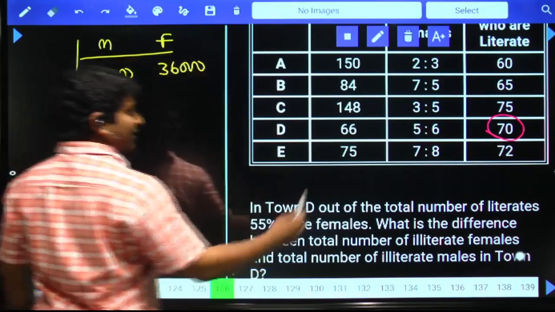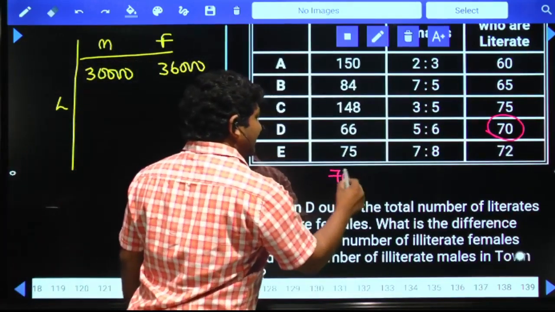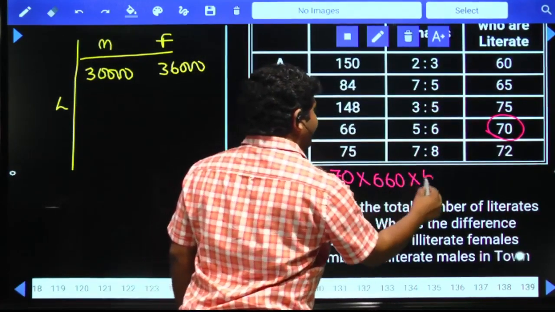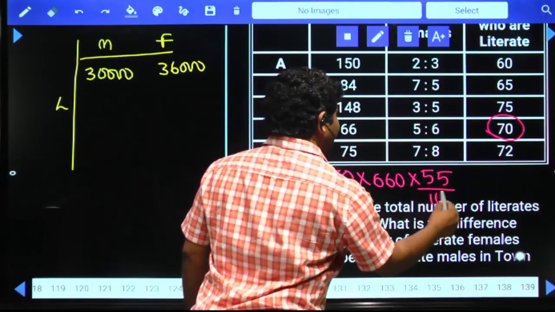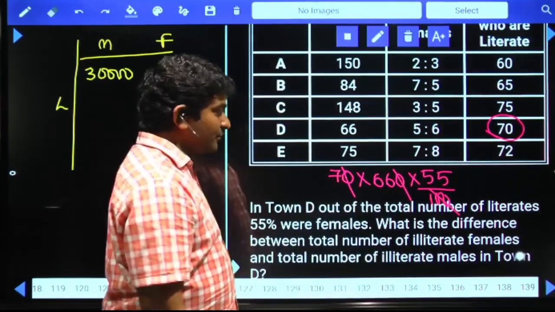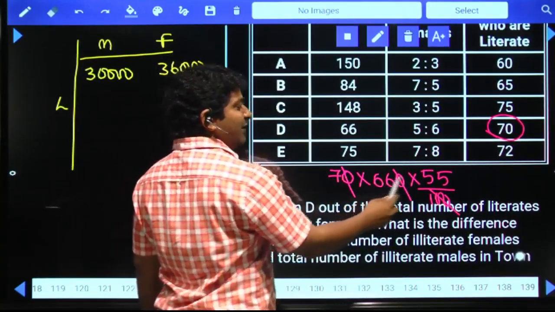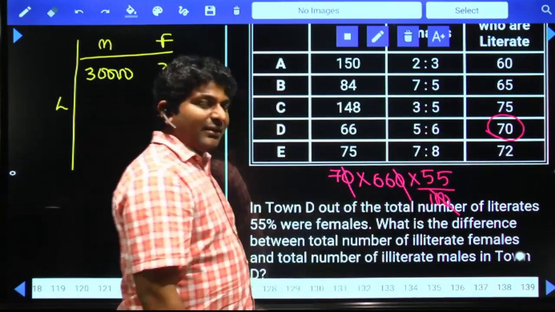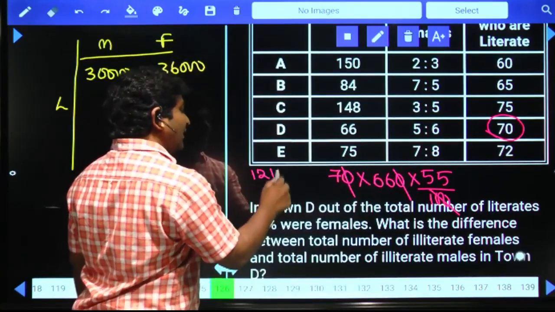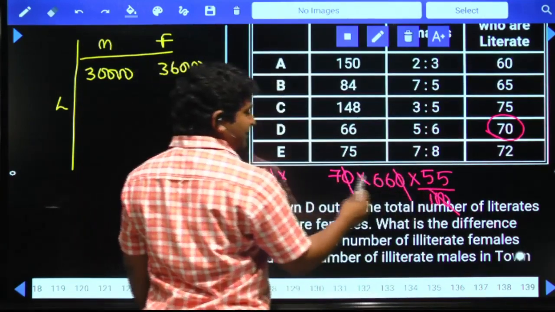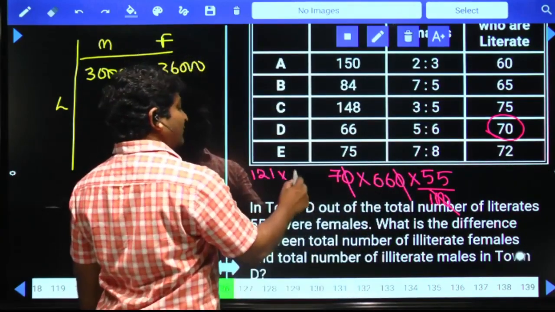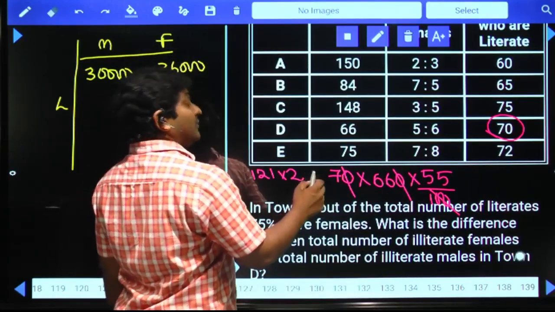Okay, let's calculate that. 70%, that is 70 into 1 percentage, that is 660, out of which 55%, that is 55 by 100. Two zeros get cancelled. This can be written as 6 into 11. This can be written as 5 into 11. Let me take 11 here and 11 here. That is equal to 121. 121 multiplied by 5 into 6 into 7. 6 sevens 42. 42 5 times is 210.